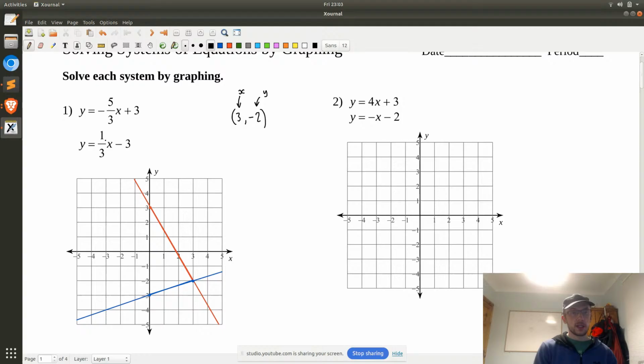Now we try for the second one. We pick up 3 and we put it in this equation right here where x is, and we have 1/3 of 3, which is 1, take away 3, which is negative 2 as desired. And that's what it means to solve a system of equations by graphing. And now I'll continue.